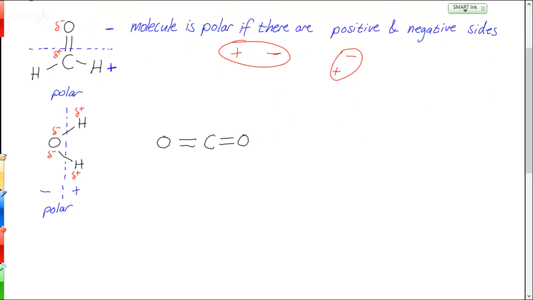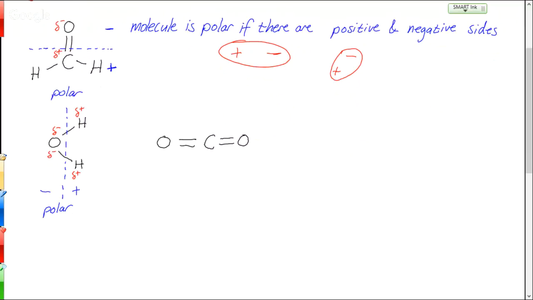How are you getting the positive for the H? O is more electronegative. It's up toward the right there, the NOFCl. So that's the one that pulls the electrons more. All right, so what'd you get for this one? Polar or not?